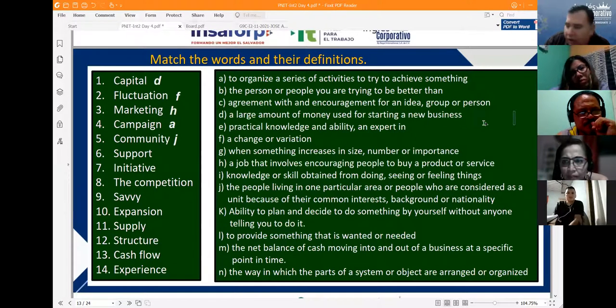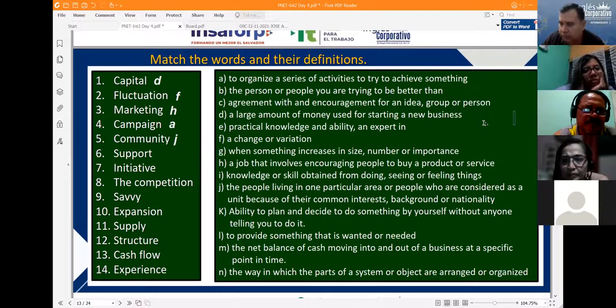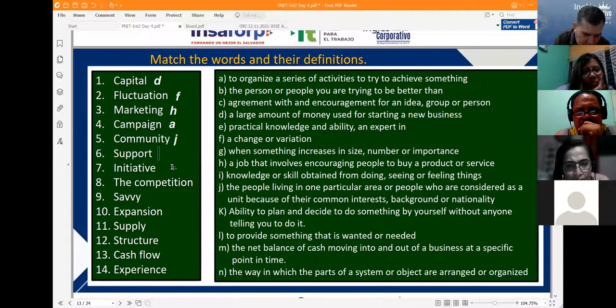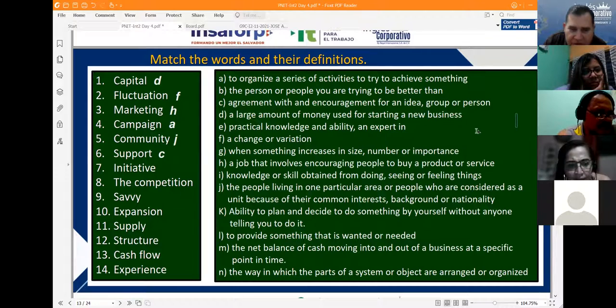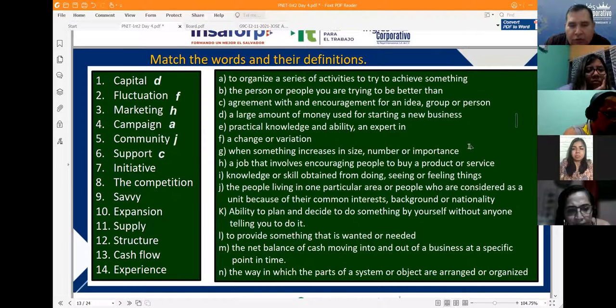And my friends, support. What's letter B? Support. Letter L. Try another one. Letter B. The next one. L. The support. Letter L. The agreement with an encouragement for an idea, group, or person. Okay. So it means that you believe in the idea, you agree with the idea, and then you encourage the people to continue with the idea. So you are supporting. Excellent. And also, if you are paying for something, you are supporting, particularly that kind of support.